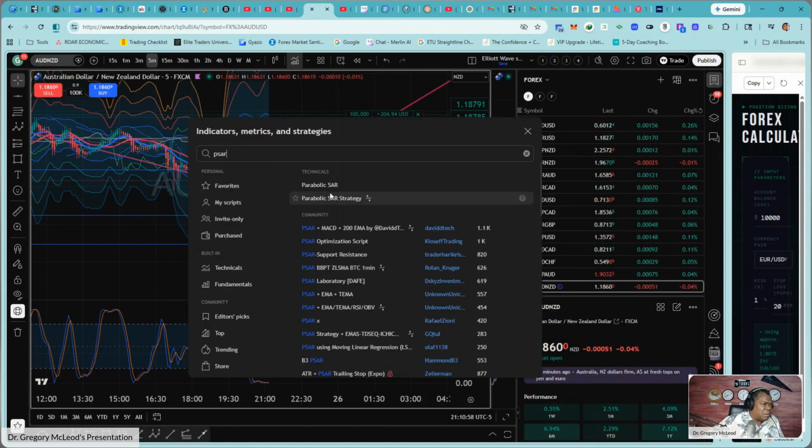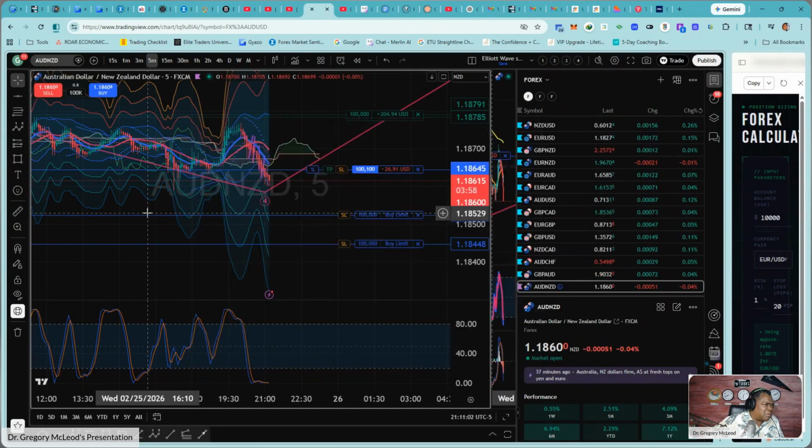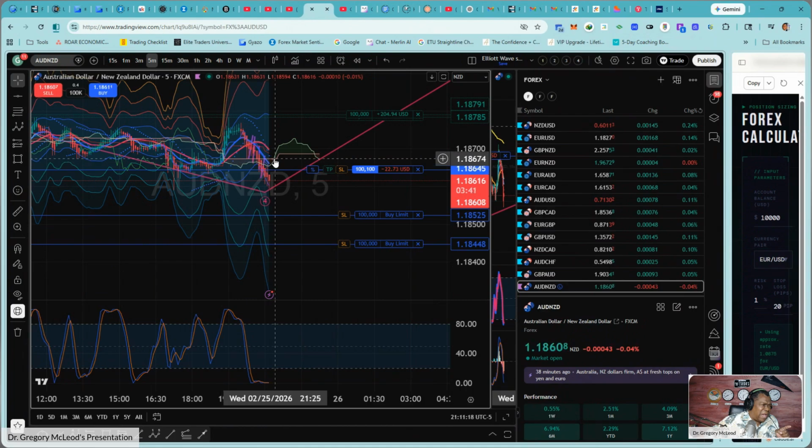PSAR. Okay, there they are. See the little dots underneath. When the dots are on top, the moment price changes and makes a higher high, the dots will go to the bottom, and so it'll be an uptrend.